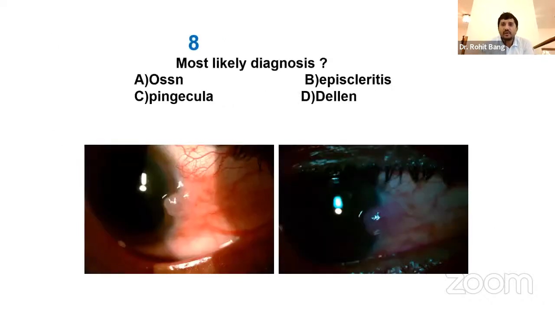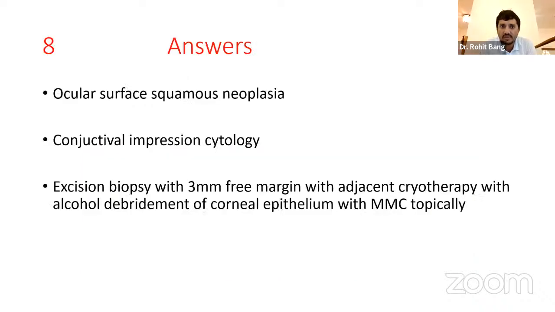Now this is a slit lamp photograph, and what is the most likely diagnosis? Whether it's an ocular surface squamous neoplasia, whether it is an inflammation of the episcleral tissue that's called episcleritis, whether it's a pinguecula or whether it's a Dellen. 20 seconds. You can see a sentinel vessel, and in a second photograph, it is being shown with rose Bengal staining. So that could be a clue for you to diagnose it correctly. So last 2 seconds, and the answer would be it's an OSSN, ocular surface squamous neoplasia.